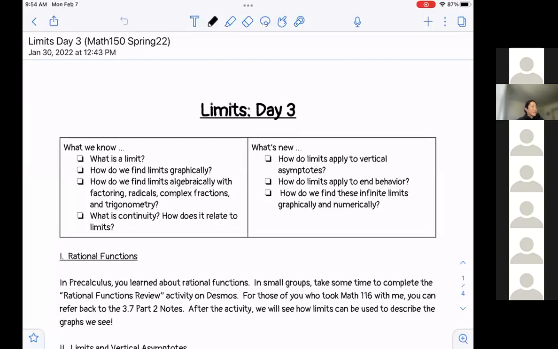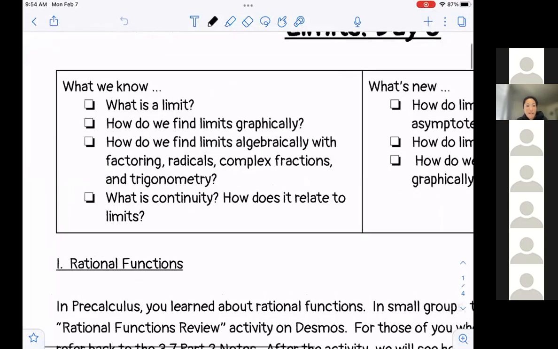All right, so we are in limits day 3. This is our third day of the semester. And as we have seen in the last week, we like to start with this idea of what we know and what's new. The what we know list specifically gets longer and longer the deeper we get into any specific unit. Last week we talked about what is a limit.